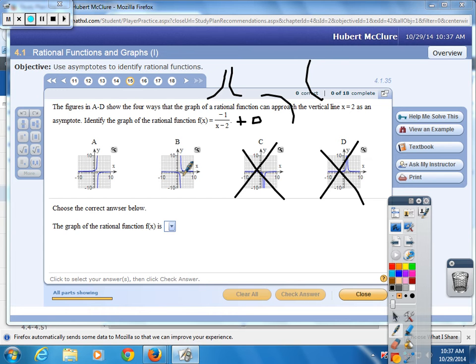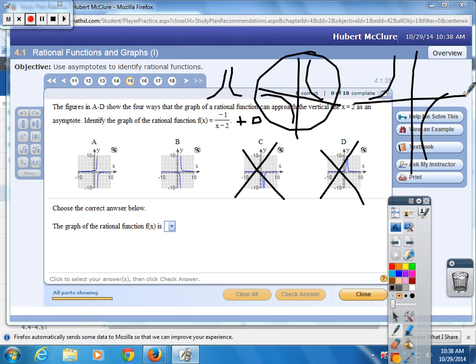Well, what's the parent graph of 1 over x? That's 1 over x right there, right? What is negative 1 over x? Well, that would be the opposite, wouldn't it? So that would be something like this. So which one is it? A. So make sure you can do that. Make sure you're able to pick out which one's which.